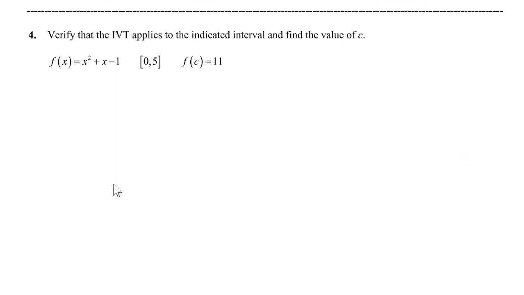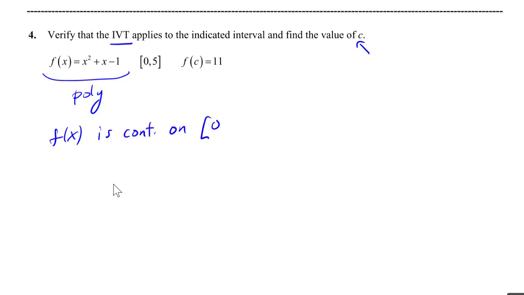Okay, IVT. Verify that IVT applies to the indicated interval and find the value of c. So we're going to find the value of x where we get the prescribed value of y. The first thing is we just have a polynomial, and so f of x is continuous on [0, 5]. Remember, we need that for IVT. Okay, so we have the necessary condition.